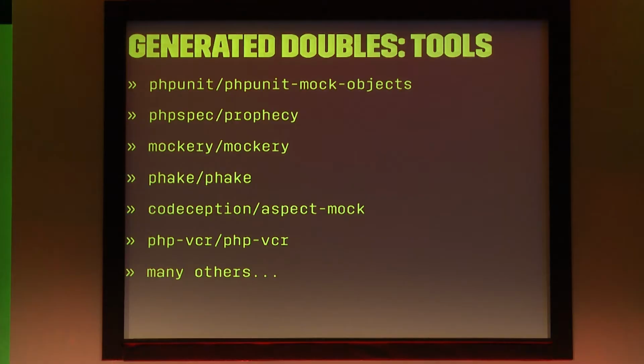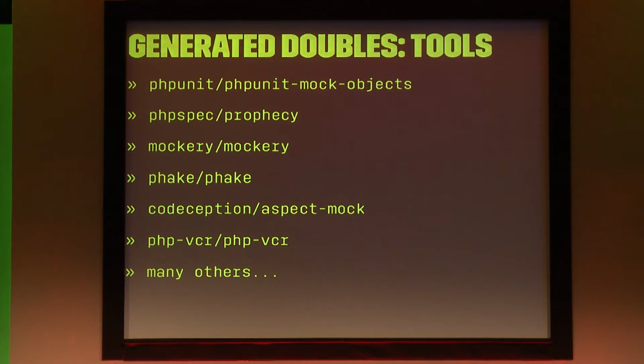There's a bunch of tools for PHP. The first 5 are for doubling objects, methods, functions, and things. I'm only going to talk about the top 3 and not going into much detail. If you're using PHPUnit, it comes bundled with PHP mock objects. If you're using PHPSpec, it comes bundled with Prophecy. If you're a bit of a cowboy like me, you might use Mockery. Full disclosure, I maintain Mockery. The other 2 I don't know too much about.